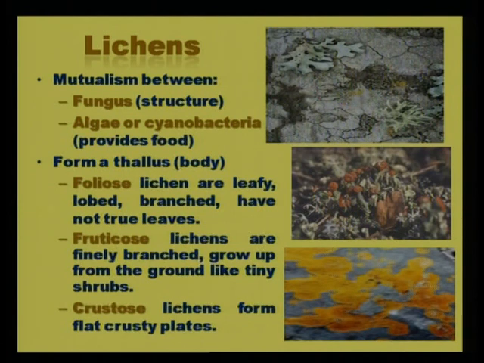Now, these lichens can be classified on the basis of their thallus, that is the body. The first picture that you see is of the foliose. These are lichens that are leafy or lobe-like structures having branches, as if they are like leaves, but they are not true leaves. The second picture below it is of the fruticose. These are lichens which are finely branched, and grow up from the ground like a tiny shrub. The third, that is the crustose, is lichens which form flat crusty plates. This group of lichens has a variety of colors and looks attractive.